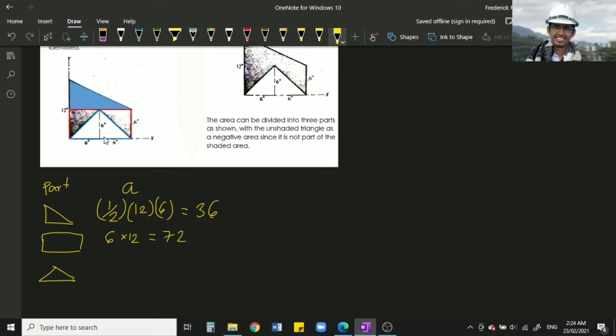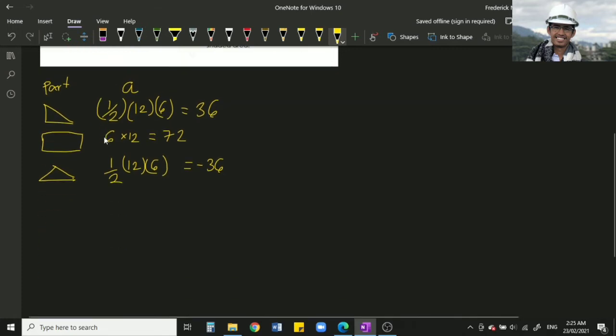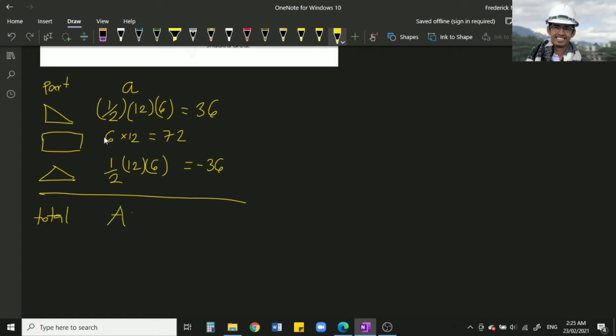And yung triangle ulit natin, so that will be 1/2 times yung base natin will be 12. Ganon din, and 6 yung ating height, so same lang din. So, take note, negative ito, okay? So, that will be negative 36. So, yung area natin magiging negative kasi hindi siya kasama sa shaded area, okay? So, yung total ng ating area will be, area is equal to 72, okay?